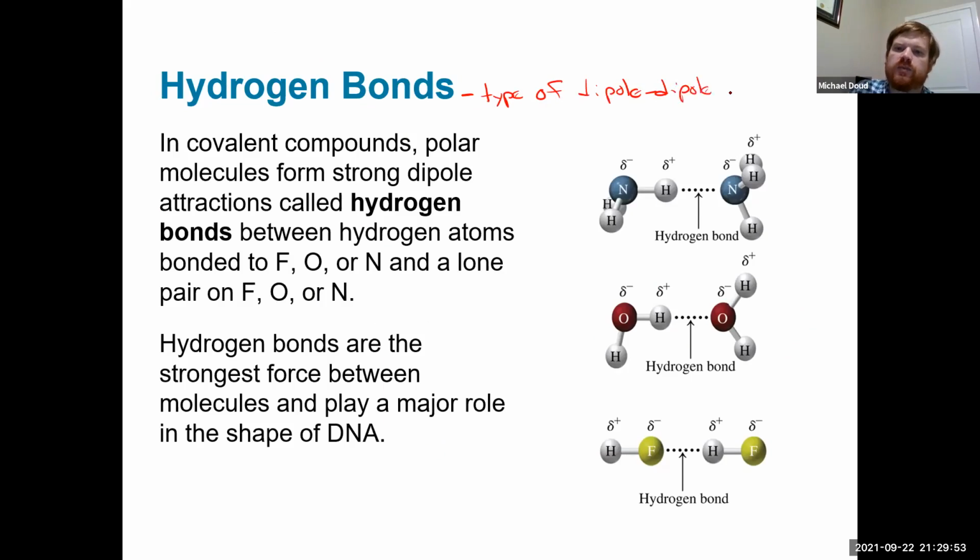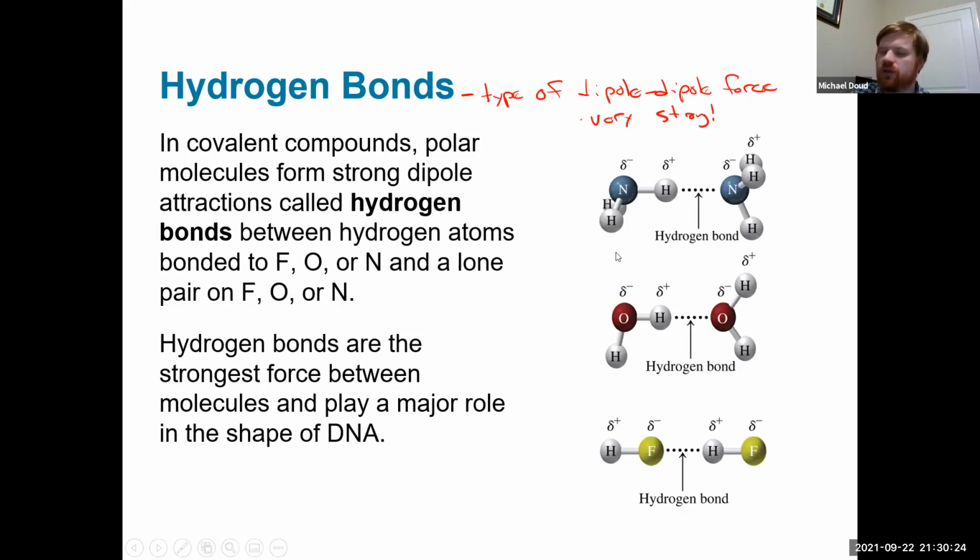So that's why it's important, is because it's very strong. And yeah, very strong for a dipole-dipole force. Now, it's much weaker than an ionic bond, but still, we're talking relative. Now, specifically, a hydrogen bond has to be between a hydrogen atom that's bonded to fluorine, oxygen, or nitrogen, and a lone pair on fluorine, oxygen, or nitrogen.